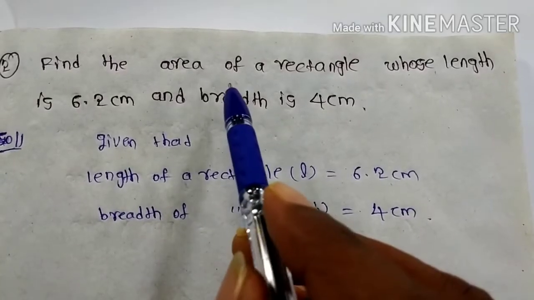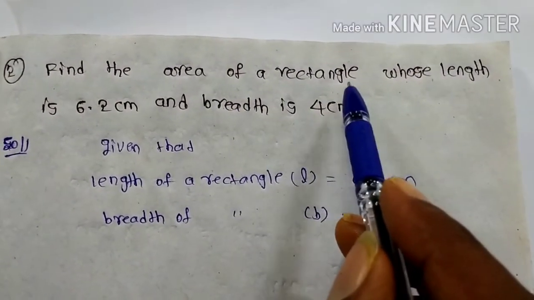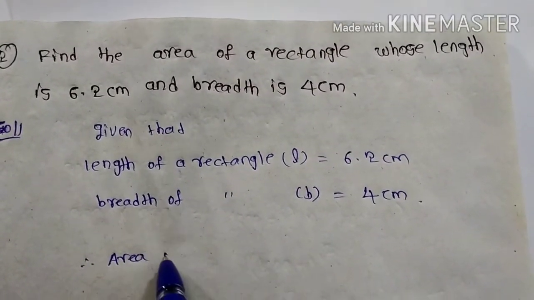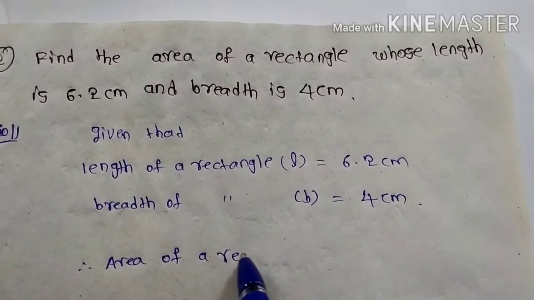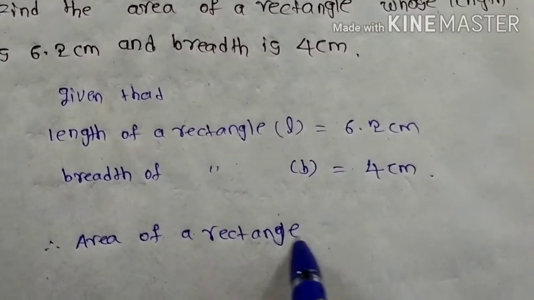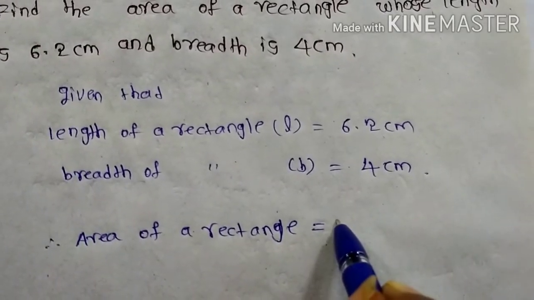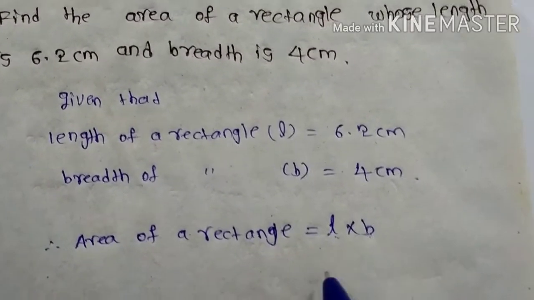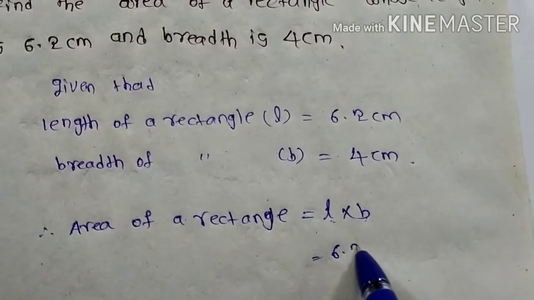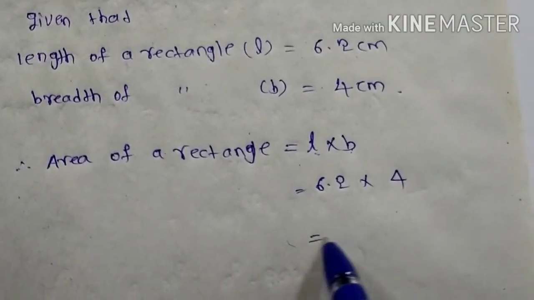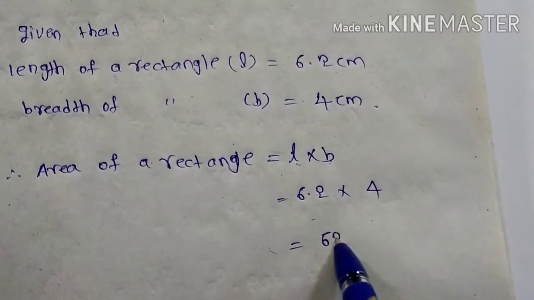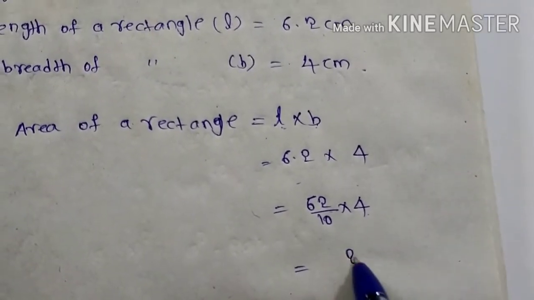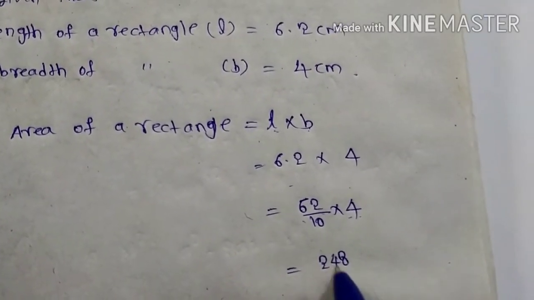Now observe what they are asking in the question: area of rectangle. What is the formula of area of rectangle? Therefore, area of a rectangle is equal to length into breadth. Just multiply length with breadth. Length value is 6.2, breadth value is 4. Multiplying 6.2, you can write 62 by 10 into 4. Now do the multiplication: 4 2 is 8, 4 6 is 24, so 248 by 10.